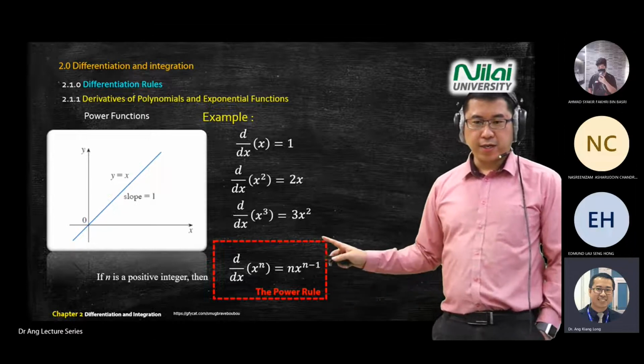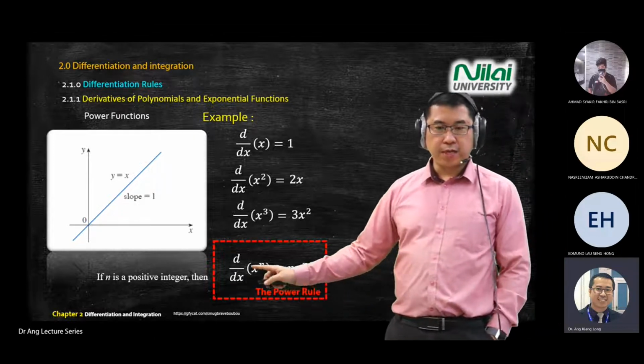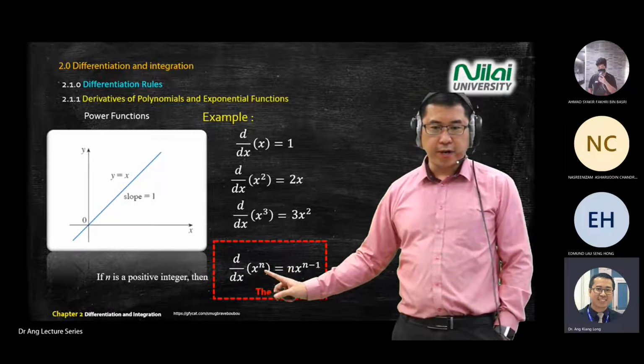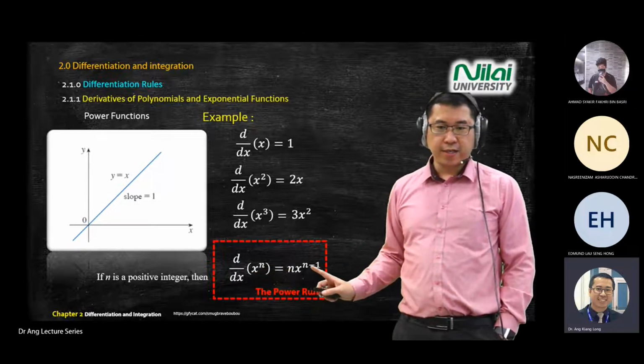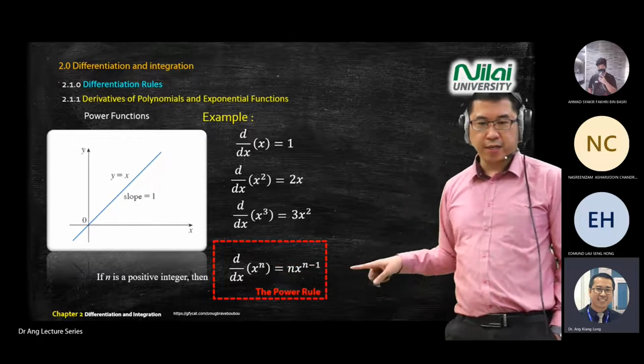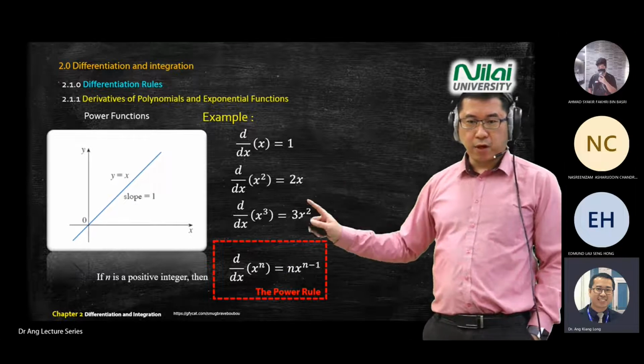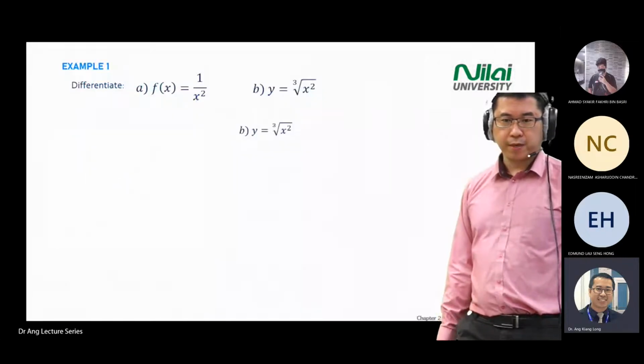This is what you learned in Maths 1. Power rules mean if you differentiate x power n, you pull your n to the front, and the power n will minus 1. This is how you do differentiation. I think all of you are able to do this one.